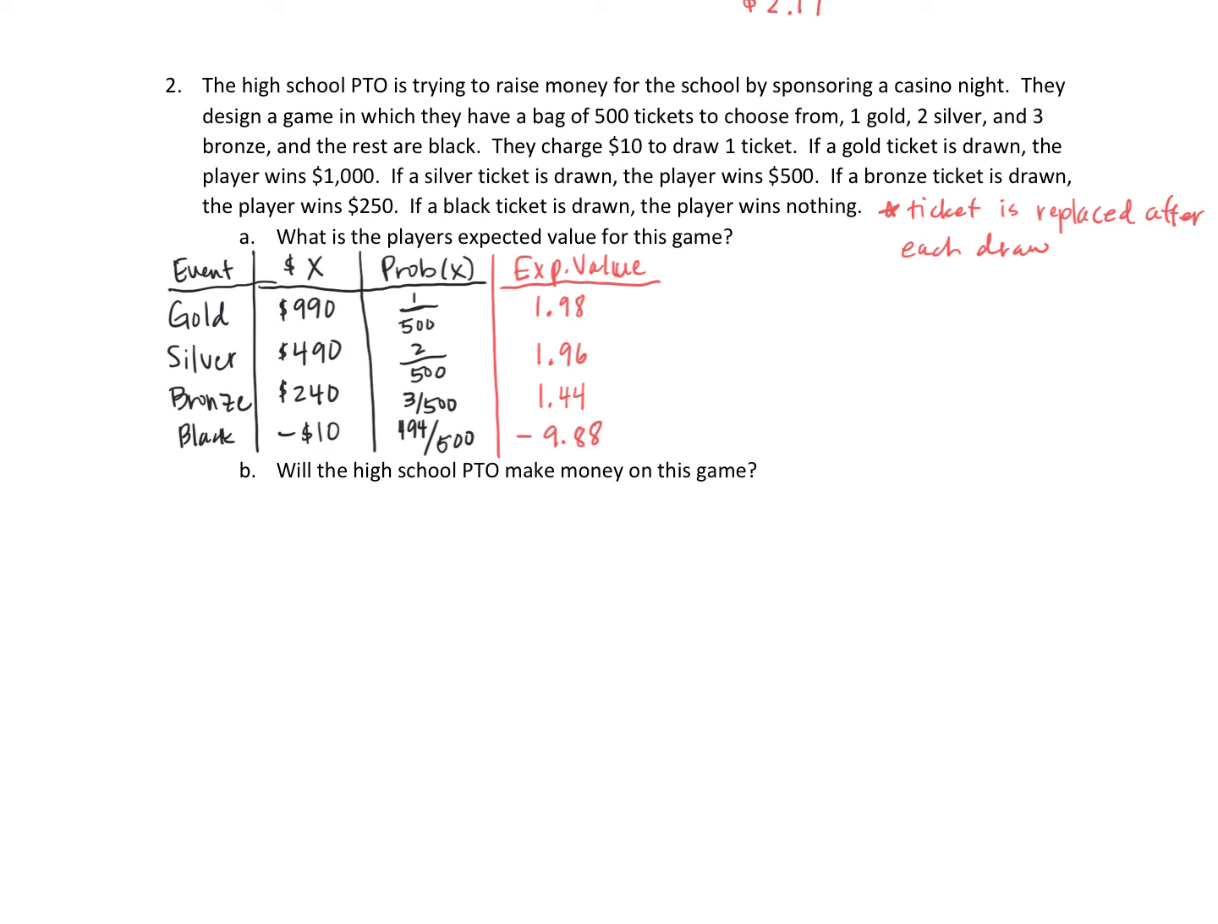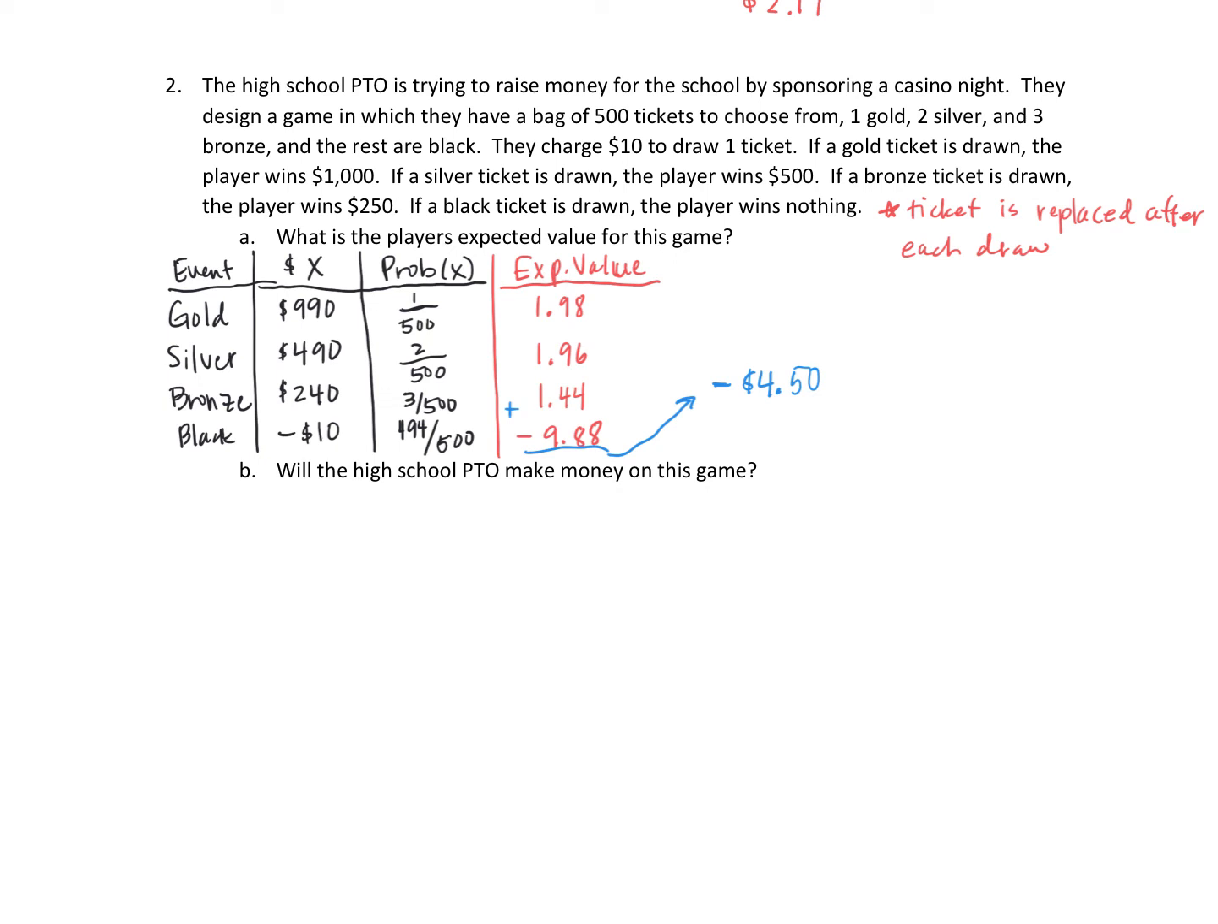So to find the overall expected value, we add all of those up. I'm kind of out of space here, but let me use blue. So we're going to add all these up: 198 plus 196 plus 1.44 minus 9.88, and that gives an expected value of negative $4.50. So from the player's perspective, you may not want to play, because in the long run you're going to lose $4.50. It might not make sense to stand there and play over and over and over again, because you're going to end up losing $4.50.